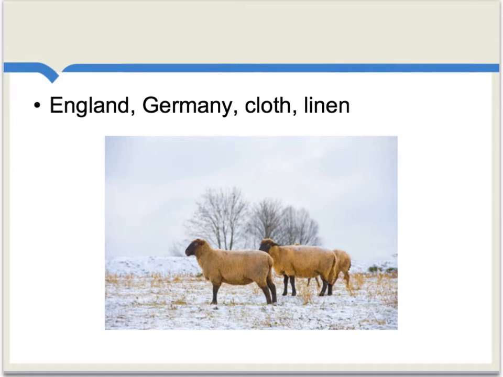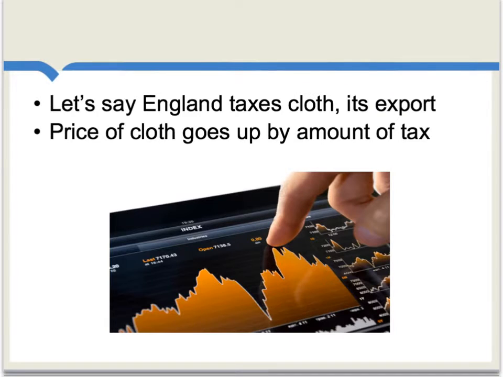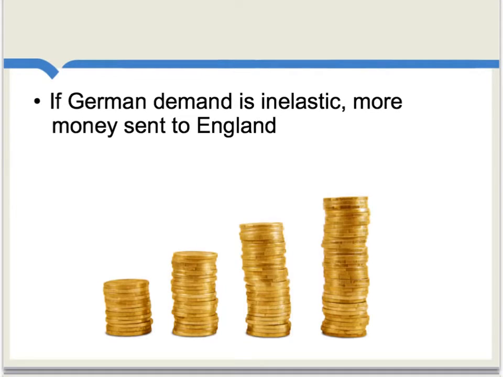Mill sets up an example where we have two countries and two commodities. There is England, which is exporting cloth, and then there is Germany, which is exporting linen. Now let's say that England taxes cloth, its export, and then we assume that the price of the cloth goes up by the amount of the tax. The question now is, can this tax actually make England as a nation better off? The answer is yes, it possibly can.